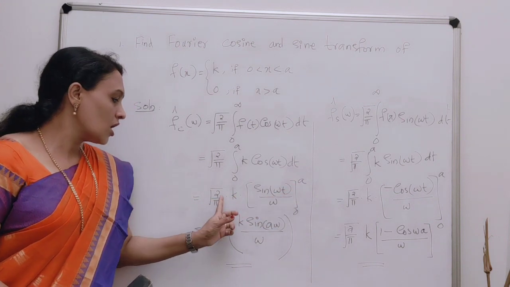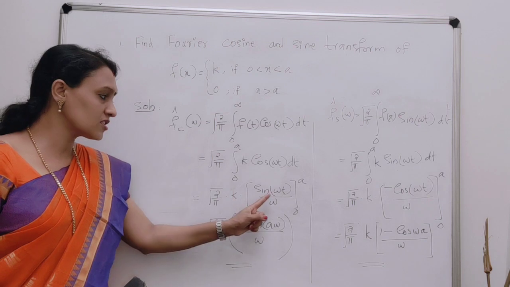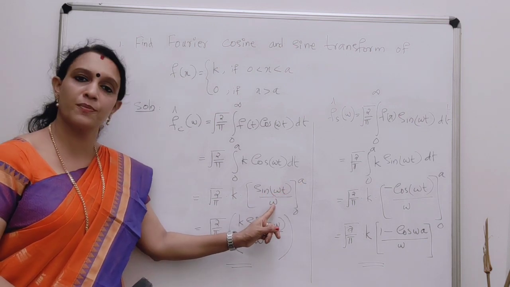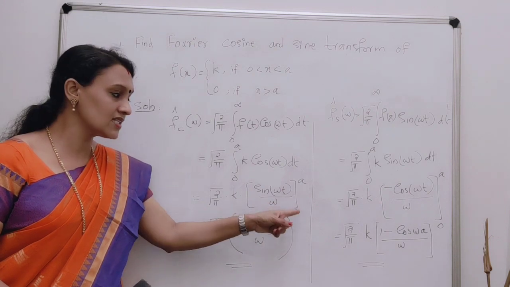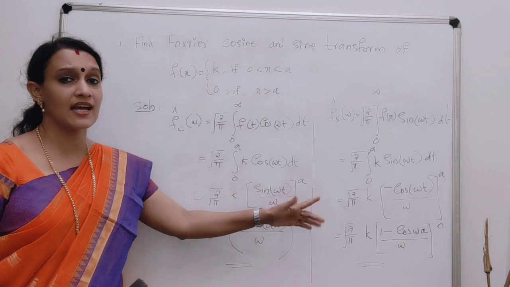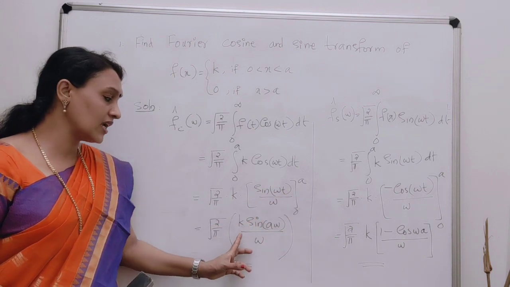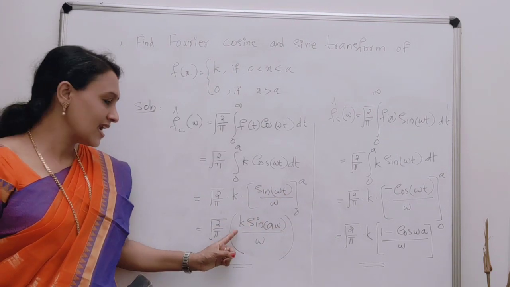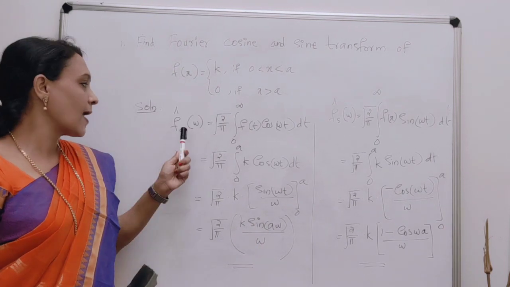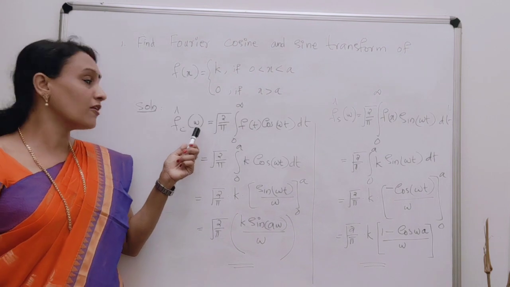So root of 2 by pi into, on substituting the upper limit, it is sin omega a by omega, right? Minus, when we substitute t equals 0, it is sin 0, and that vanishes, isn't it? So we have only root of 2 by pi k sin a omega divided by omega, and this is the Fourier cosine transform of the given function.